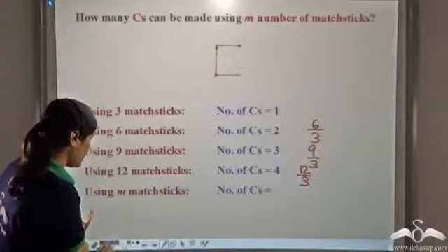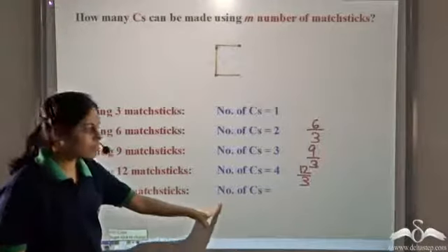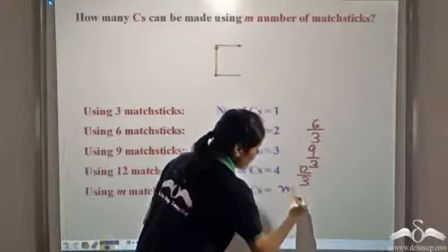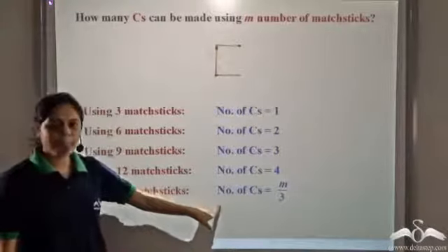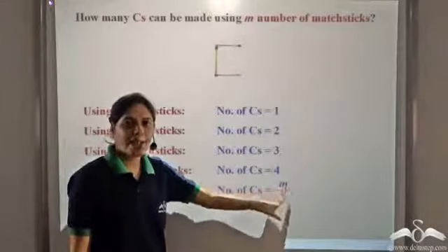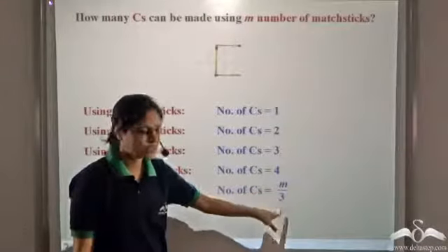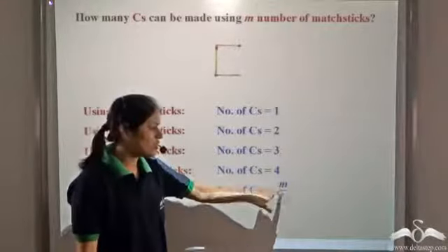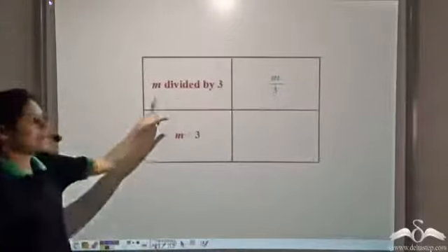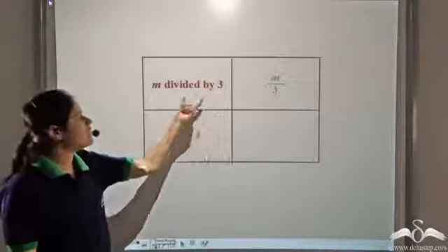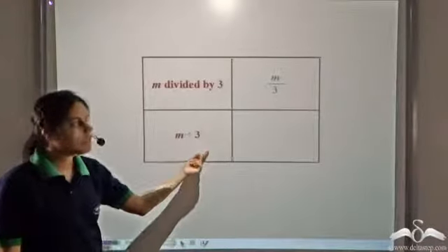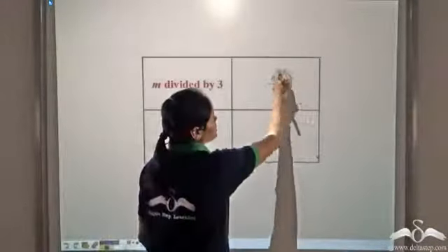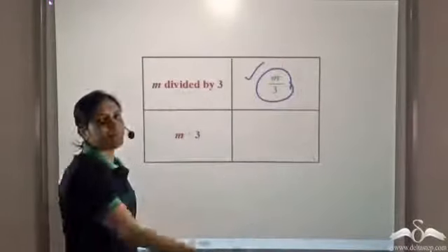So, using m matchsticks, how many C's will we be able to make? m by 3. So, using m matchsticks, we can make m by 3 C's. So, here we have divided a variable with a constant. This can be written as m divided by 3. We can replace this with a division sign, m divided by 3. But normally it is written like this, m by 3.